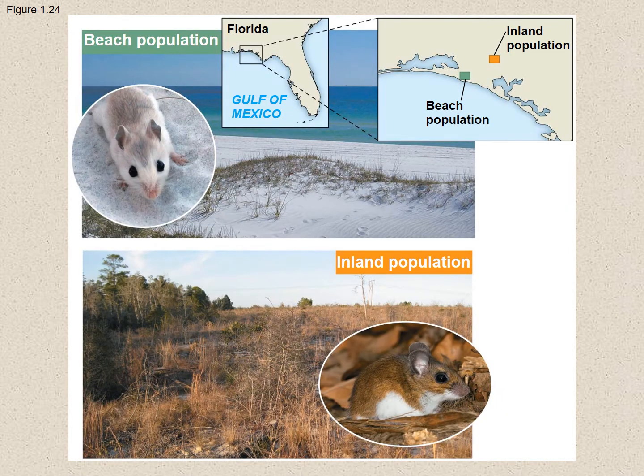So let's look at a case study for an example to take us through the process of the scientific method. We're going to go back to these mice. Now remember the mice, right? We have a beach population and an inland population. As you can see, they have different coat colors, right? The inland is darker, which matches this environment, and the beach mouse is a lot lighter, which matches the sand, or its environment.